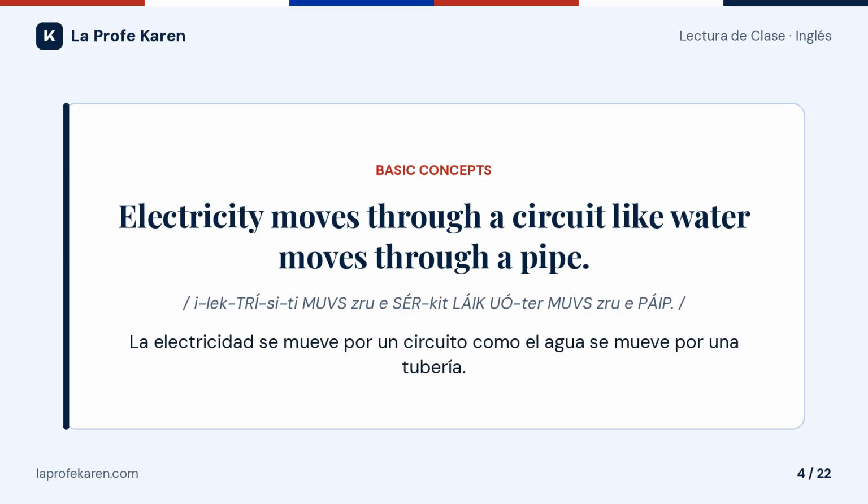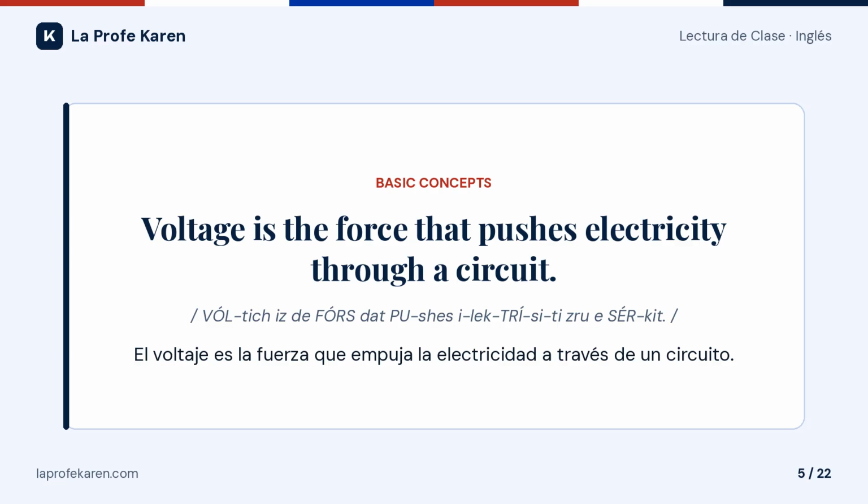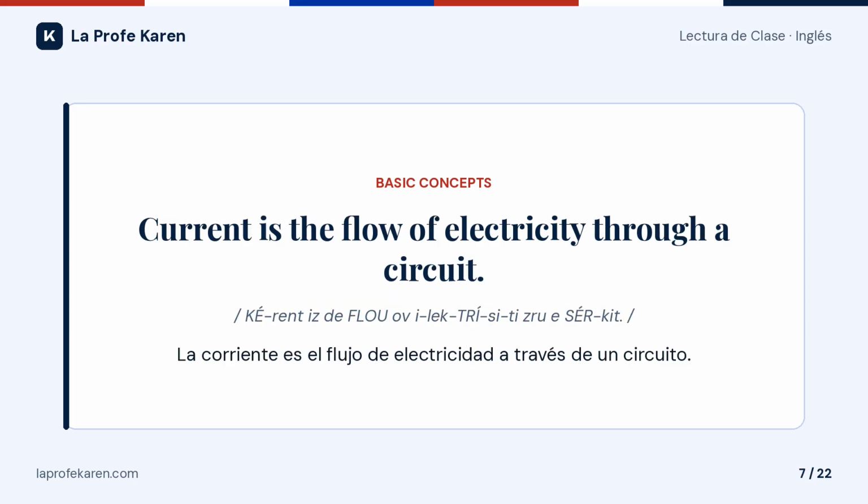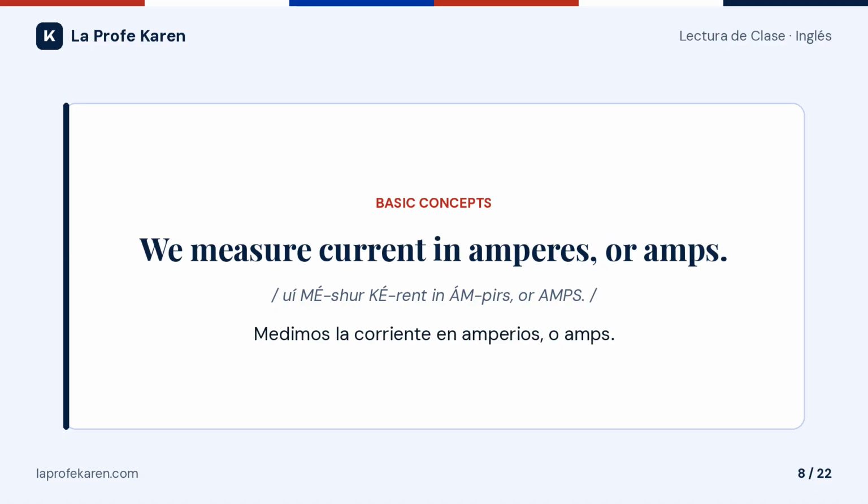Electricity moves through a circuit like water moves through a pipe. Voltage is the force that pushes electricity through a circuit. We measure voltage in volts. Current is the flow of electricity through a circuit. We measure current in amperes or amps.